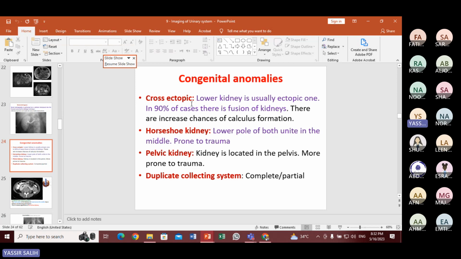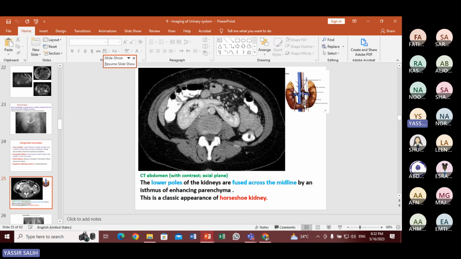طيب ال horseshoe kidney characterized by fusion of the lower poles of the kidney. زي دي lower poles fuse together. فممكن اقول لك انه مثلا patient ultrasound or CT demonstrating fusion of the lower poles. This is a feature of what؟ horseshoe kidney.